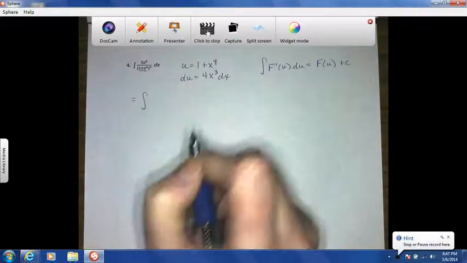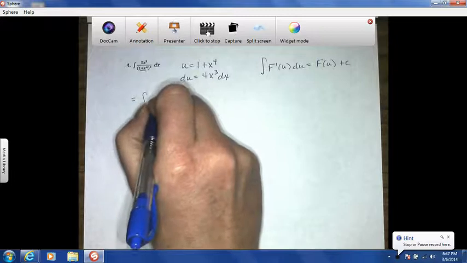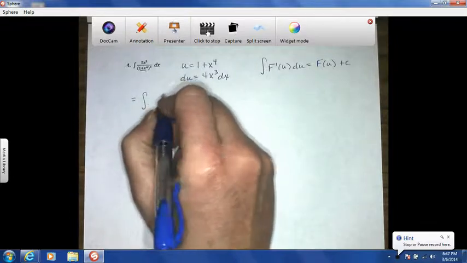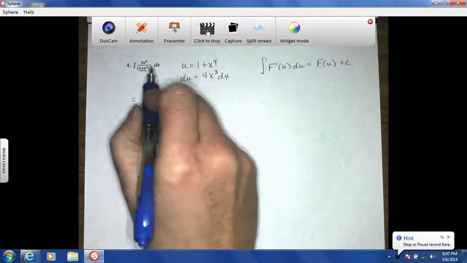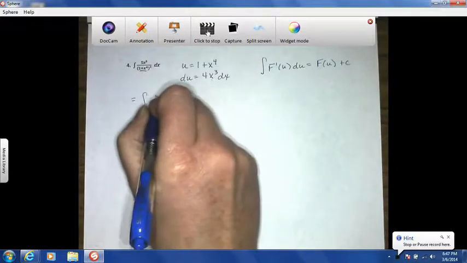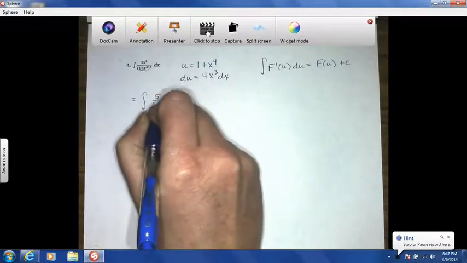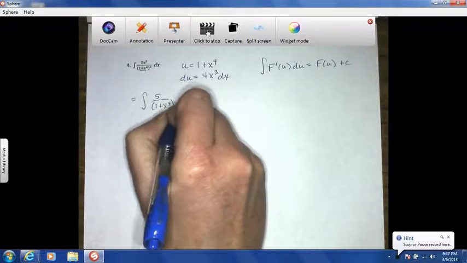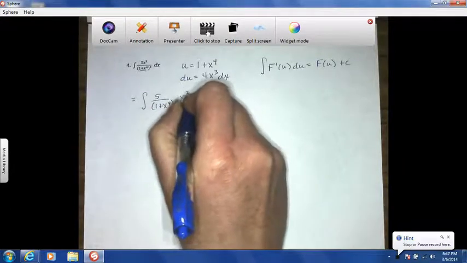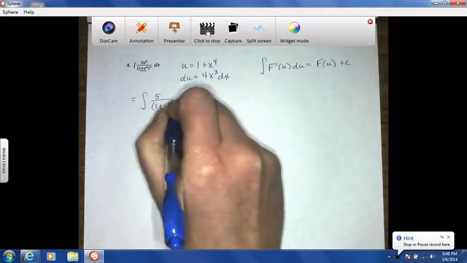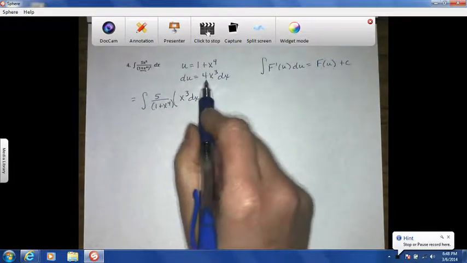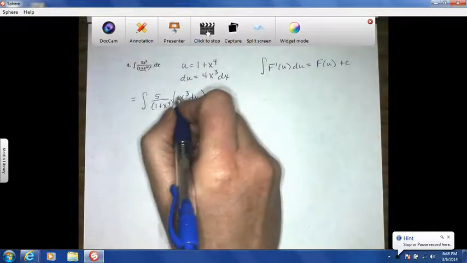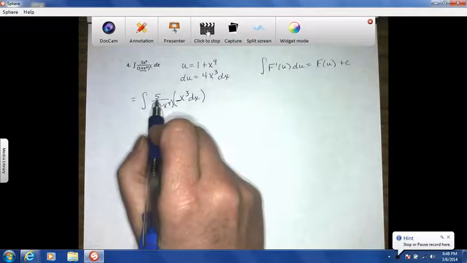We have the integral of, and I'm going to move my terms around a little bit. I know that I need the x cubed, so I'm going to slide that over. We have 5 over the quantity of 1 plus x to the 4th, and then I'm going to put that x cubed dx together. Now, the problem is that I need a 4. I don't have a coefficient of 4, I have a coefficient of 5.